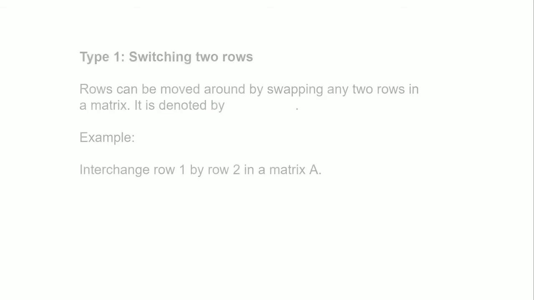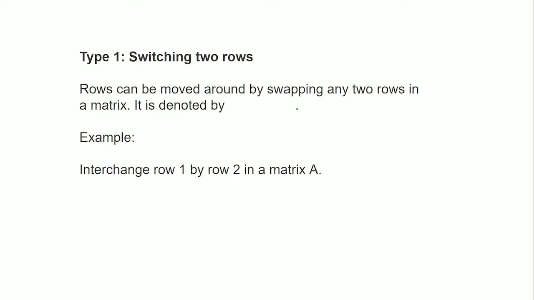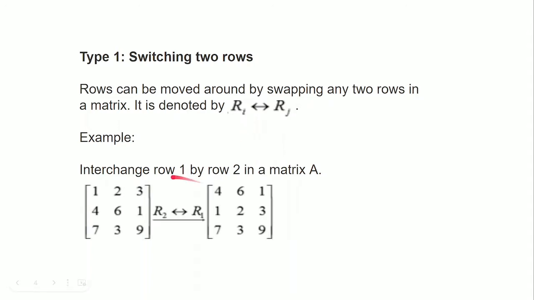The first type is switching two rows. Rows can be moved around by swapping any two rows in a matrix. It is denoted by this ERO symbol. For example, interchange row 1 and row 2 in a matrix A, and this will be the result.